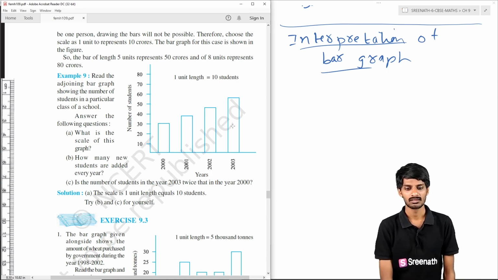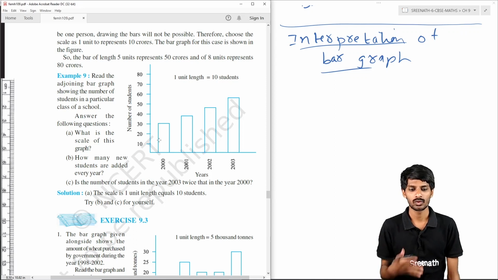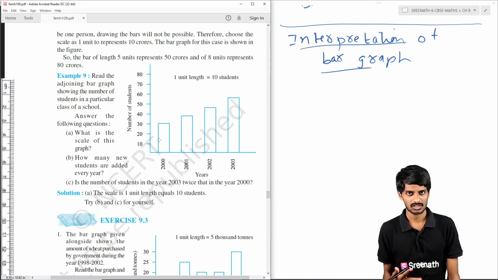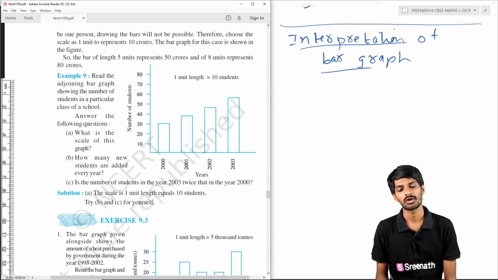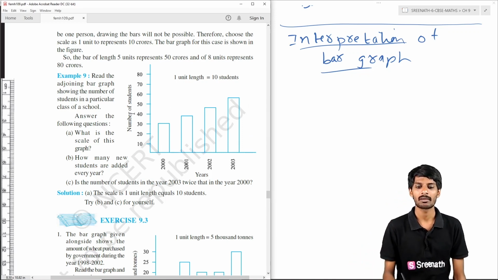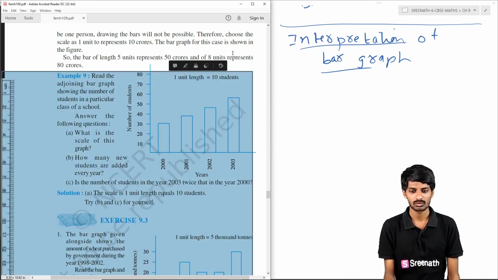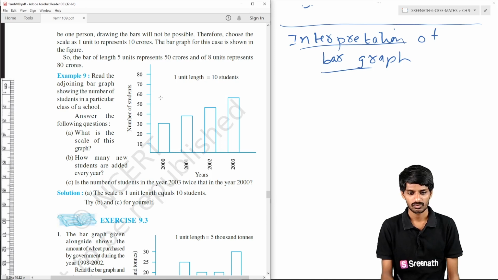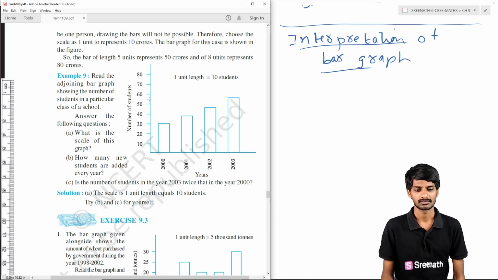Okay students, so by seeing this we can simply say in which year the maximum number of students are there in the school. In the year 2003 there is the maximum number. Why? Because the bar is very long. We know the length of the bar represents the number of students or the number of anything. So how many students? If you come towards it, you can observe it is almost above 50 students.